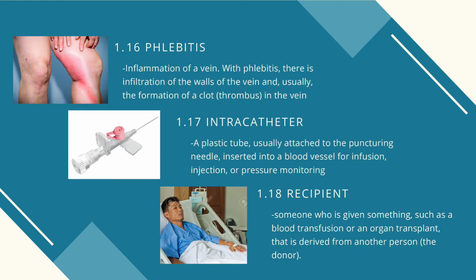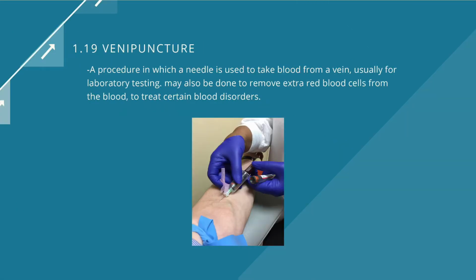Intracatheter, a plastic tube usually attached to the puncturing needle, inserted into a blood vessel for infusion, injecting, or pressure monitoring. Recipient, one who is given something, such as a blood transfusion or an organ transplant, that is derived from another person, the donor. Venipuncture, a procedure in which a needle is used to take blood from a vein, usually for laboratory testing. May also be done to remove extra red blood cells from the blood to treat certain blood disorders.